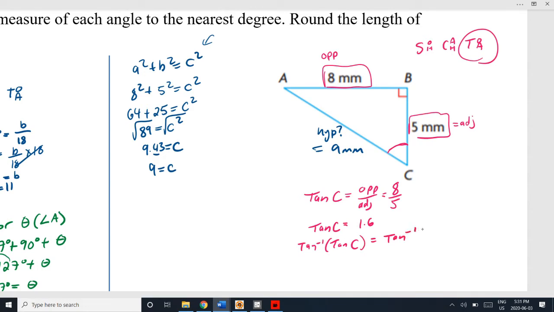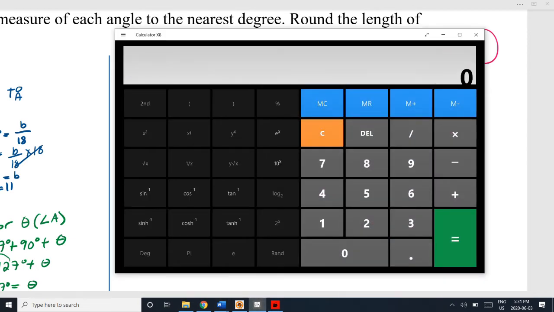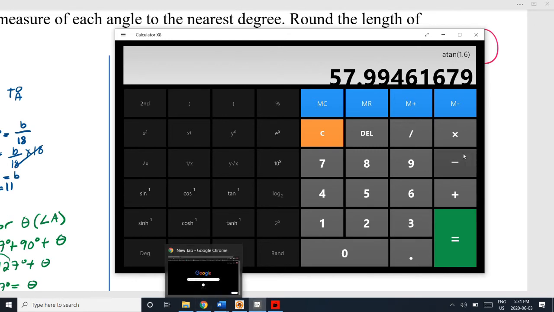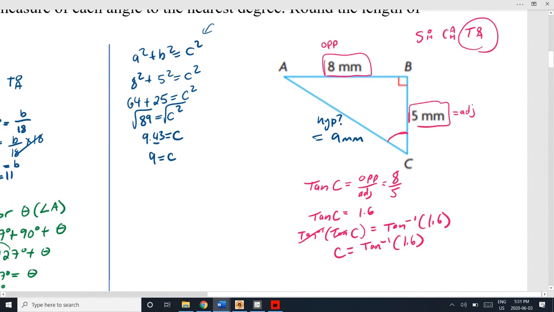So again, we have to take the inverse tangent on both sides, 1.6. The tan inverse is going to cancel the tan, and so C is equal to the tan inverse of 1.6. Let's plug that into our calculator. We have second function, tan inverse of 1.6. Let's close our bracket. We're going to get 57.99, and rounding that to the nearest degree is 58 degrees. So we know angle C is equal to 58 degrees.